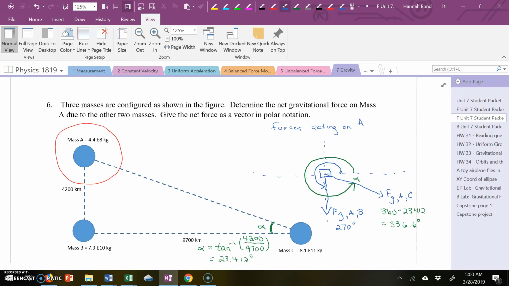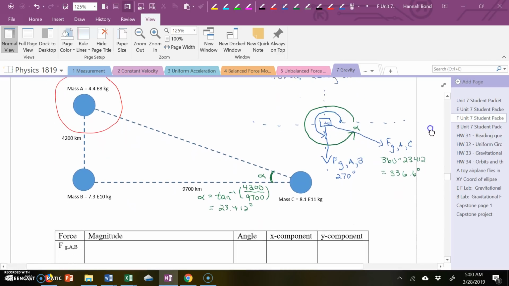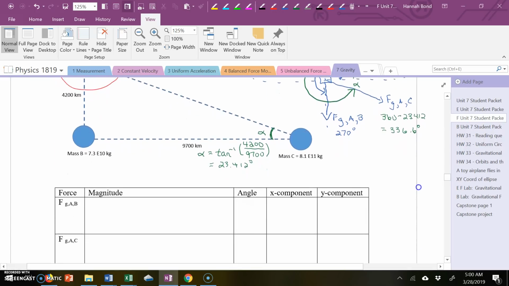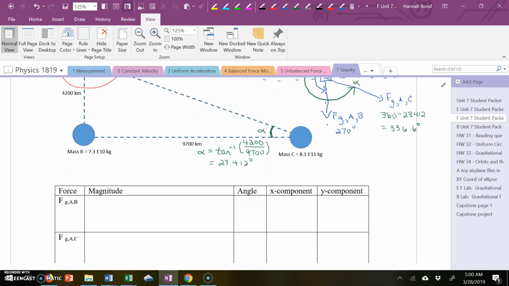Now that I know, I see that I have 2 forces that I have to add. I need to add these 2 vectors. Remember, you have to put vectors in rectangular notation before you can add them. So I need to find the x and y components of both of those force vectors. So I've got a table set up here to do that. So I'm going to find the magnitude, or just the amount, and then I'm going to use the angle to find the x and y components.